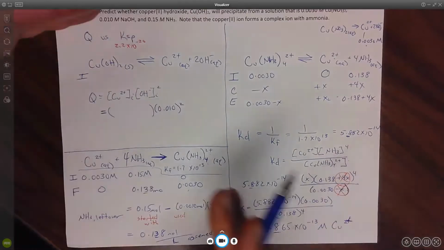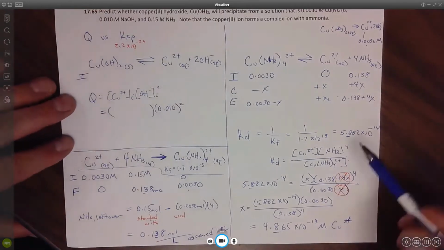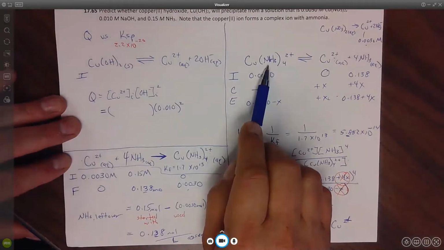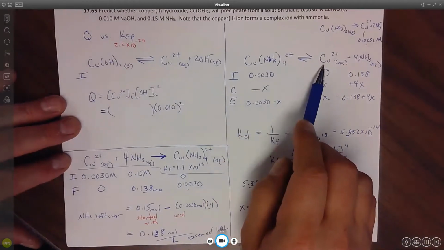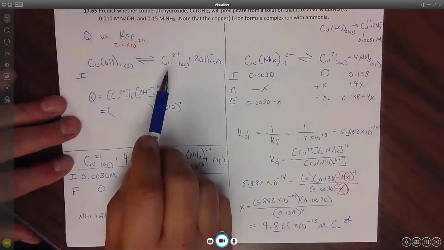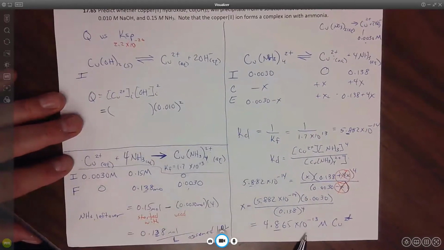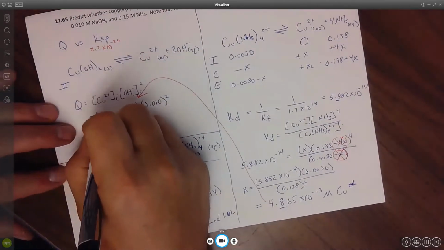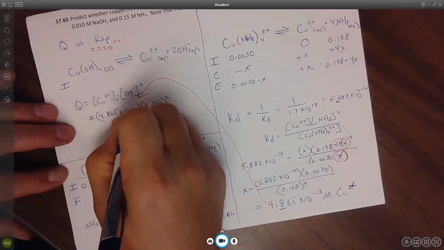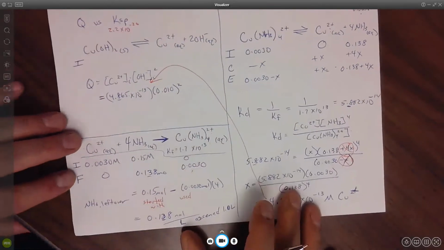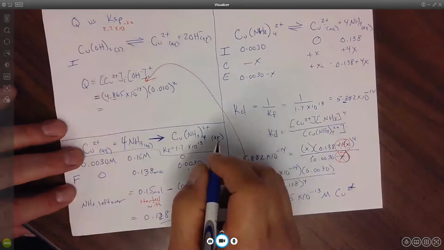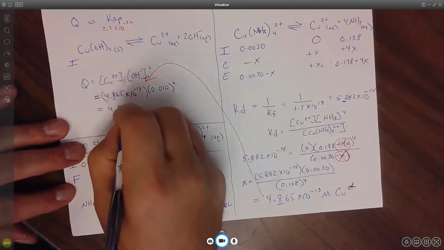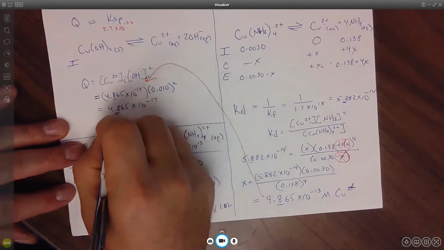Well, this is just combining two ideas. If that is the free copper 2+, and again, it's got to be the free copper 2+, this won't react with the hydroxide to form a precipitate. Only this will. So now that we have the free copper 2+, that value is going into here. So that's going to be the 4.865 times 10 to the negative 13. You would plug that into your calculator, and you're going to get a Q then of 4.865 times 10 to the negative 17.